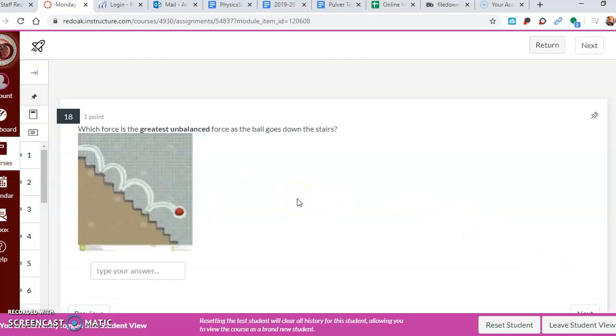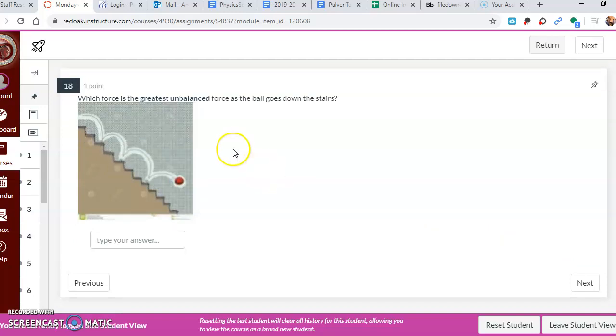Which force is the greatest unbalanced force? So their answer there is, of course, gravity. Even though friction is slowing this ball down as it bounces, gravity is still a greater force and it continues to pull the ball down the stairs.